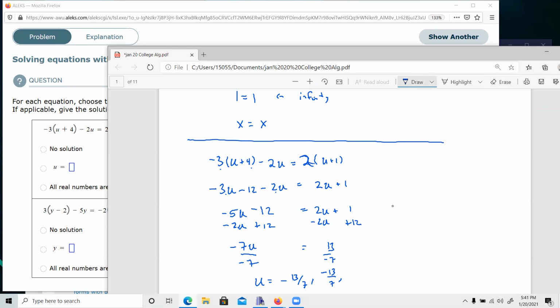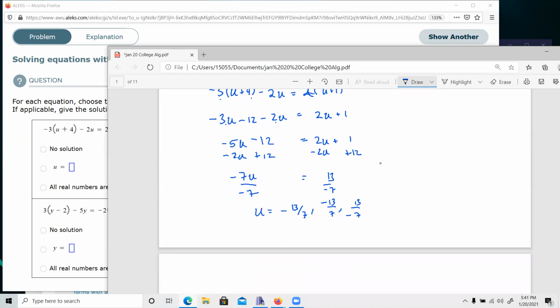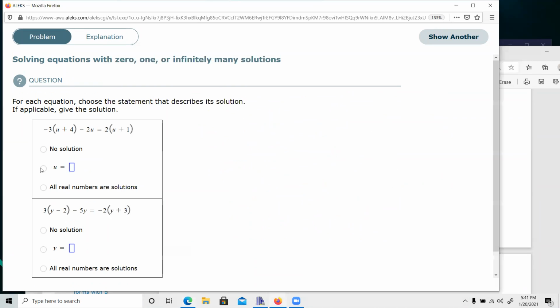Okay, or 13/-7. Okay, all of these things are the same number. So yeah, this one, it's conditional. It's true when u happens to be this number. So in this case, we have one solution. Oh, it's not going to let me do anything because it's an example one.